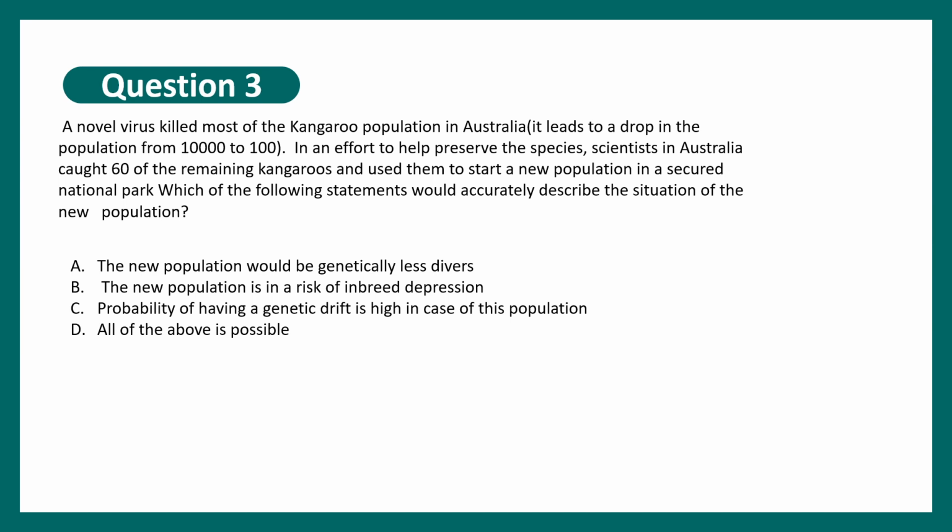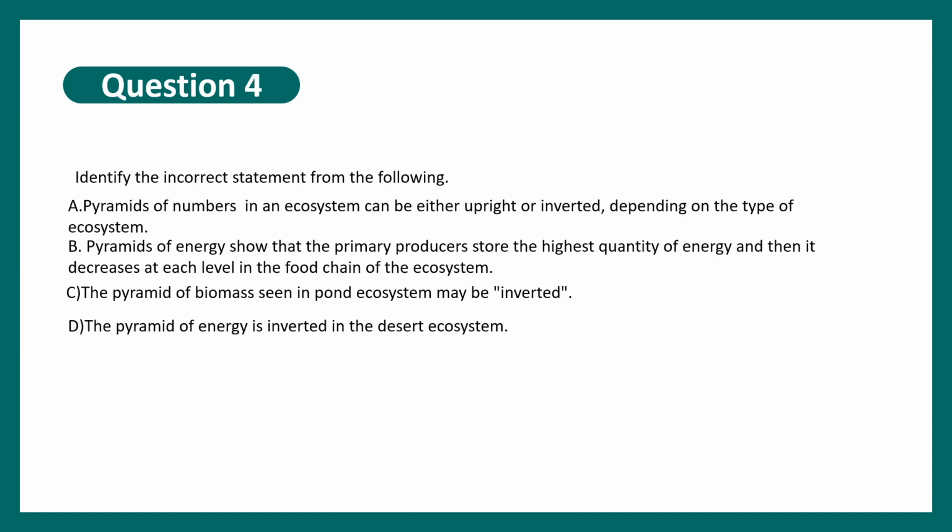The new population would be genetically less diverse. The new population is at risk of inbreeding depression. Probability of having genetic drift is high in case of this population. All the above are possible. If you learn the concept of genetic drift, bottleneck, all these things, then you know that all these possibilities are correct.